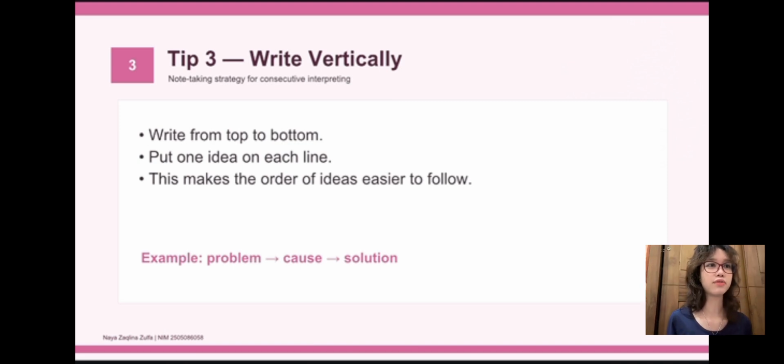For example, if the speaker explains a problem, then the cause and then the solution, we can write it like this: problem, then an arrow to cause, then an arrow to solution. This kind of structure makes our notes simple and organized. Later, when we interpret, we can easily follow the flow of the speaker's ideas.